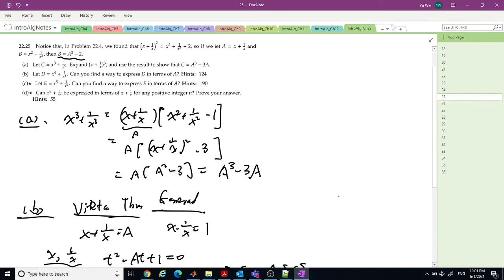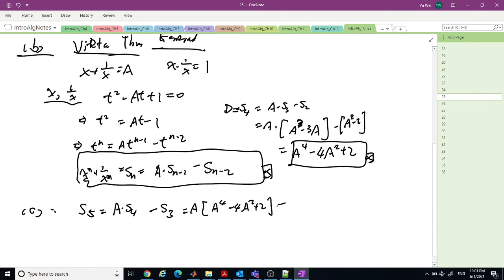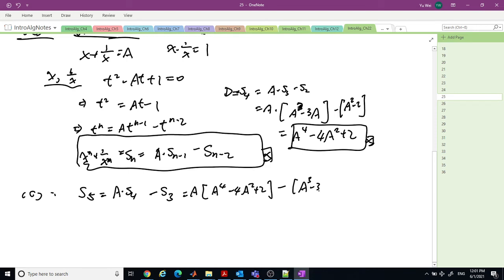Now we also can solve for E, right? Let's see, E means S5, which is equal to A times S4 minus S3, which is A to the 4th minus 4A squared plus 2, then minus S3. S3 is A cubed minus 3A. Okay, so this one will be A to the 5th minus 4A cubed plus 2A, then minus A cubed plus 3A.